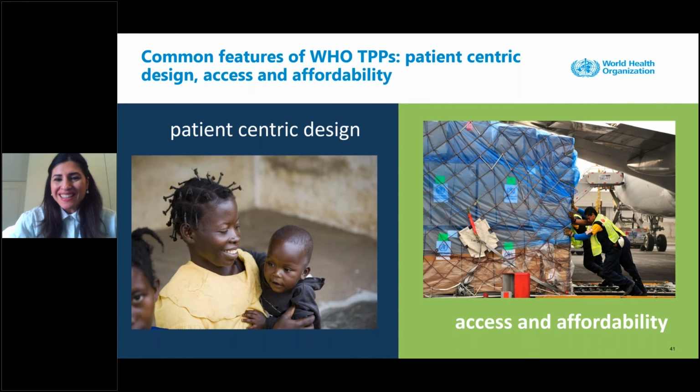The patient-centric design. So WHO TPPs are designed around the patients, in particular around the most vulnerable populations, like women and children in low and middle income countries. WHO looked at poverty-related diseases that are common in countries with inadequate water and sanitation infrastructure. This is why we chose neonatal sepsis, typhoid fever, UTI, and gonorrhea for our first four TPPs.